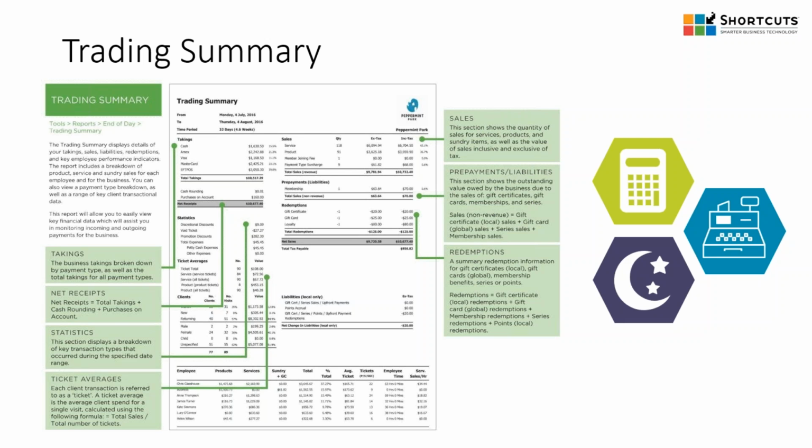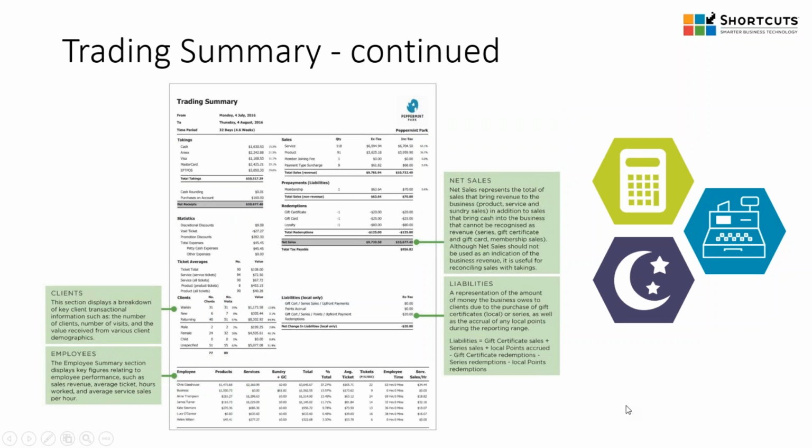Okay, and if I just go here, I have one more slide on the trading summary, okay, because it gives us some other information as well, right? It gives us client detail, okay, so walk-in versus new versus returning. It gives us employee breakdown, so if we want to see their average ticket as well or how much money they did in products and services. It gives us net sales as well as liabilities down here. And that's going to be our gift certificates, series sales, things like that.